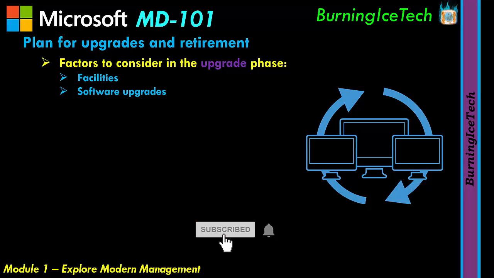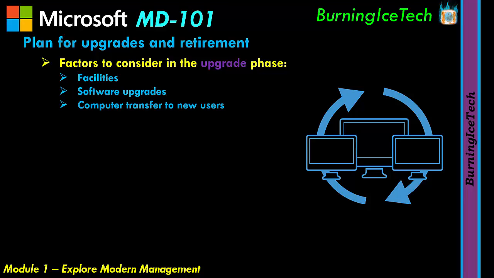And then eventually, when your company obtains the right license or a newer license, you can have them upgraded again automatically to the newer version. Another factor to consider when it comes to upgrades is computer transfer to new users. Sometimes this could be a very easy upgrade. Sometimes you or one of the users would get an actual upgrade. Maybe you get a new laptop, a new desktop. Let's keep it simple. And even when that happens, what happens to the old machine?